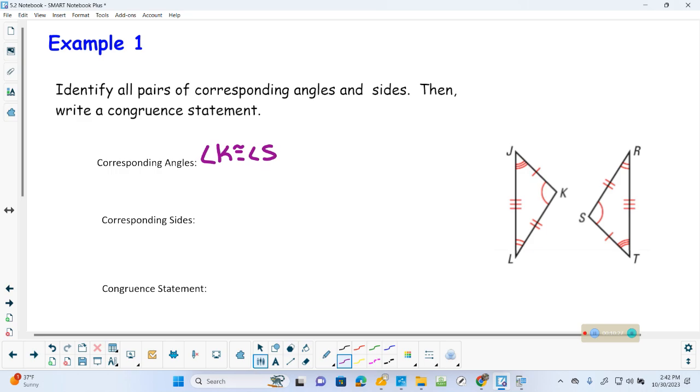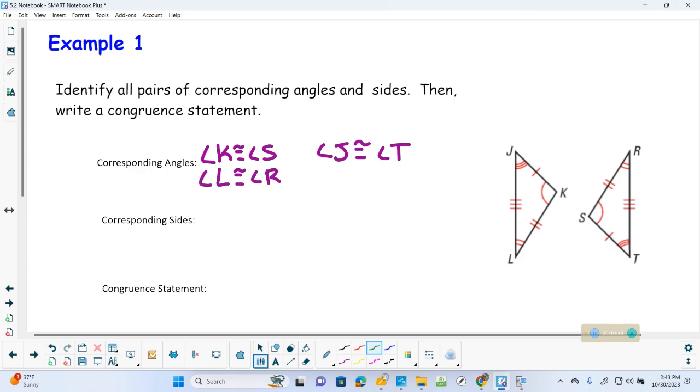Now I'm going to do my doubles, L and R. And then I'm going to do the triples, J and T. And I'm going to do the exact same order for the sides. I just, out of habit, quick and easy, single, double, triple.